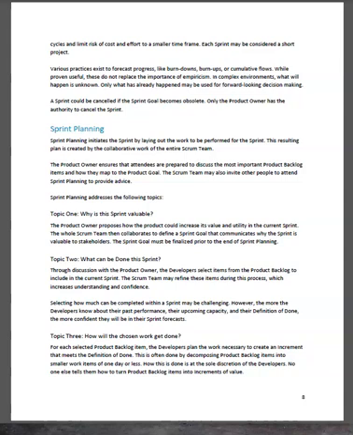For each selected product backlog item, the developers plan the work necessary to create an increment that meets the definition of done. This is often done by decomposing product backlog items into smaller work items of 1 day or less. How this is done is at the sole discretion of the developers. No one else tells them how to turn product backlog items into increments of value.